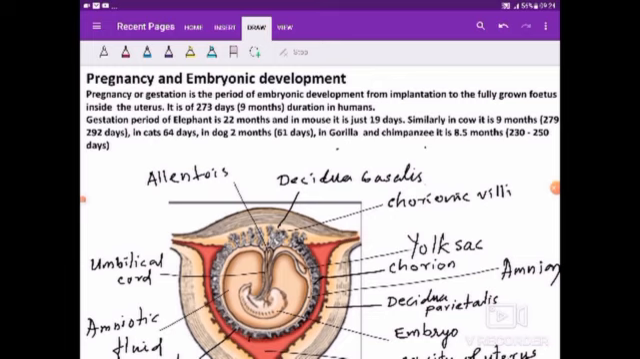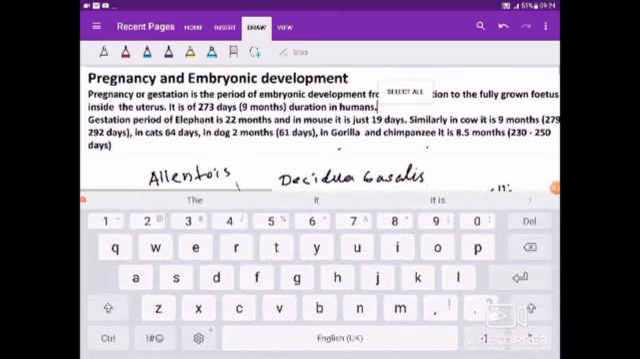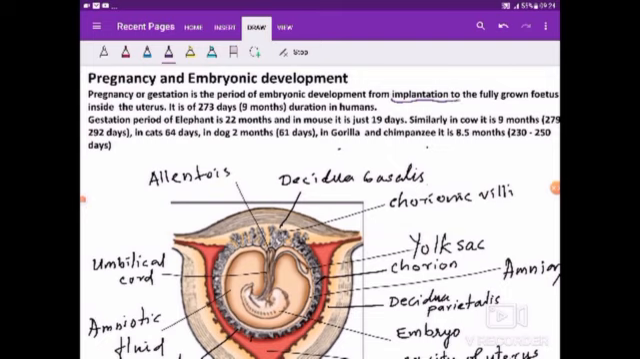First of all, let us define what is pregnancy. Pregnancy, which is also called gestation, is the period of embryonic development from implantation to fully grown fetus inside the uterus. That is, from the implantation of the blastocyst until it grows into a fully grown fetus inside the uterus. That period is called the pregnancy or gestation. It is usually on an average 273 days, that is 9 months in humans.